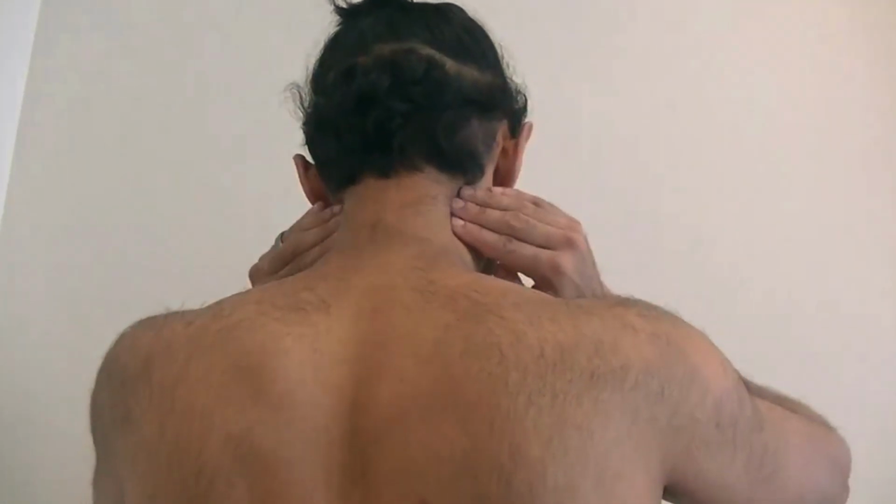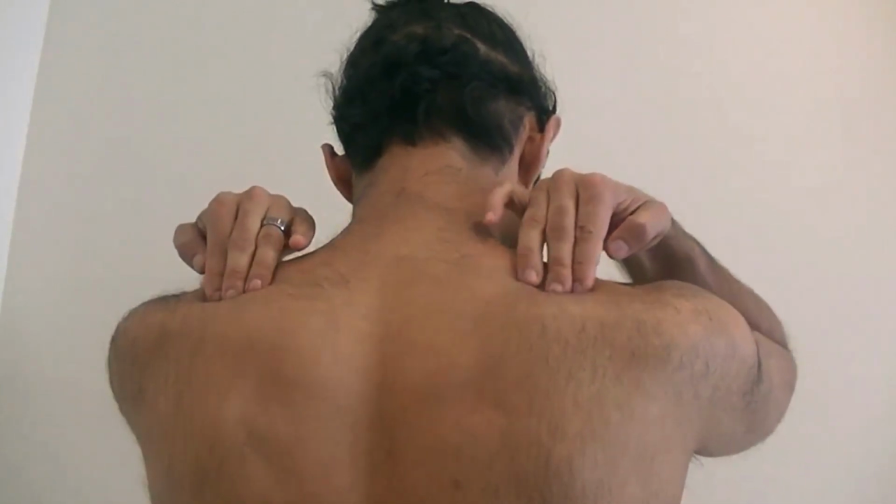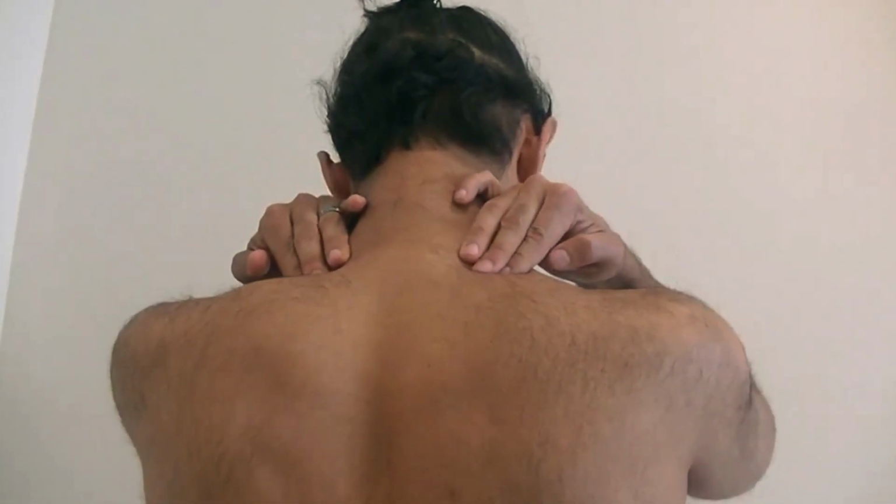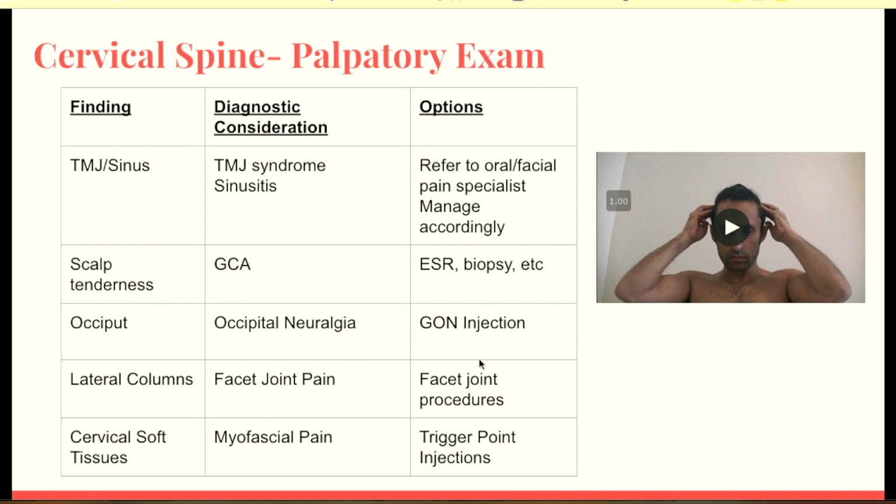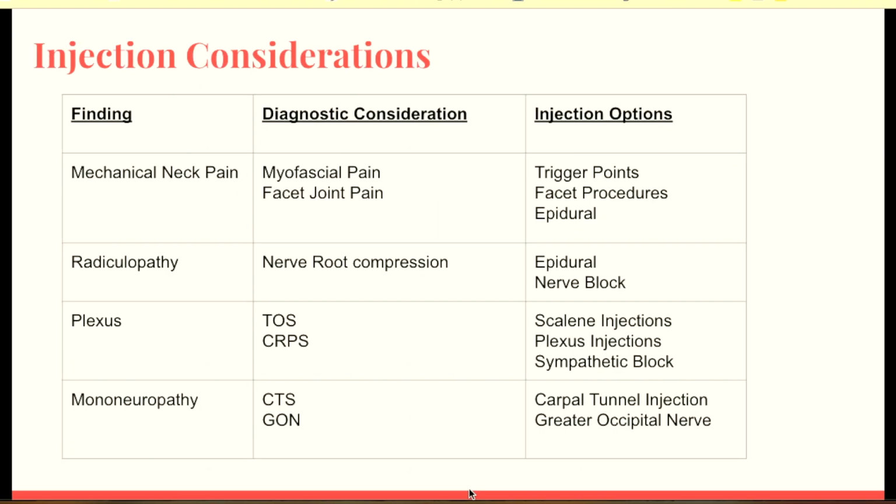So I palpate over the TMJs, sinus areas, the scalp, over the greater occipital nerve area, over the lateral musculature around the neck where the facets are underlying, and then in the upper paracervical soft tissue, looking for trigger points. And that will help guide whether or not I need to do any further workup or whether or not I potentially can lead to management such as injections.